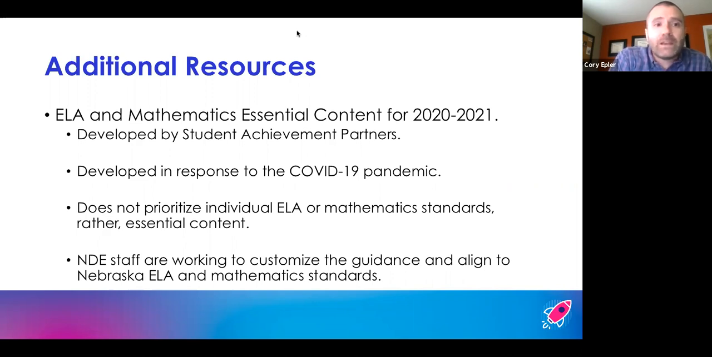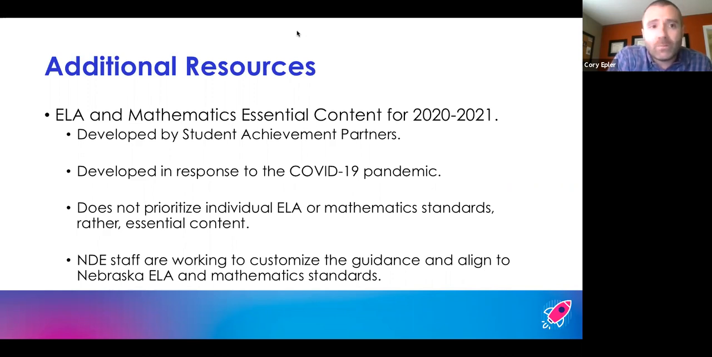So if we're expecting there may be some disruptions over the course of the next school year, what they worked to try to do was to identify the essential content for literacy and mathematics for that next school year. The other thing that I thought was really interesting and helpful in this is they worked to embed the social emotional learning pieces into the academic work.